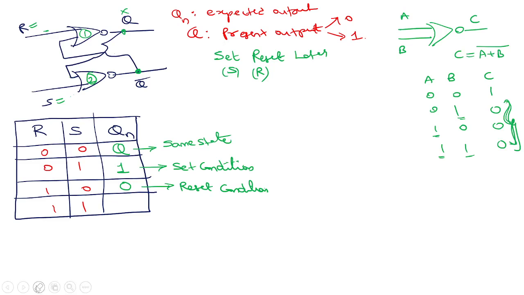Right. Now next condition. R equal to 1, S equal to 1. Any guesses, boys or girls, whoever. What will happen to Qn? Qn is what? You are talking about the next state of Q only, right? That you keep in mind. We are only focusing on this node.